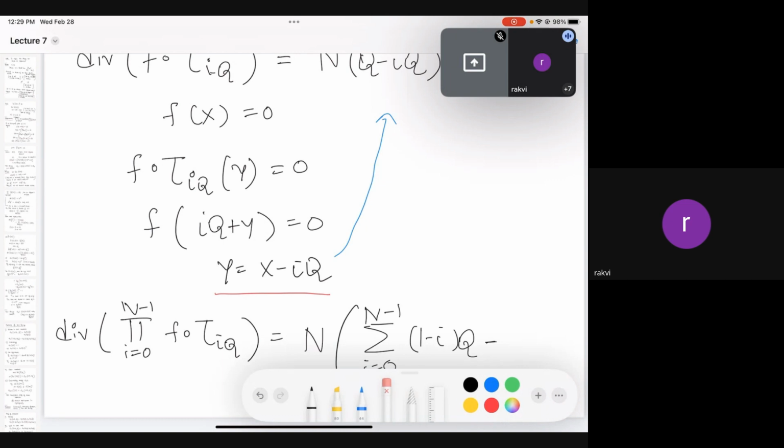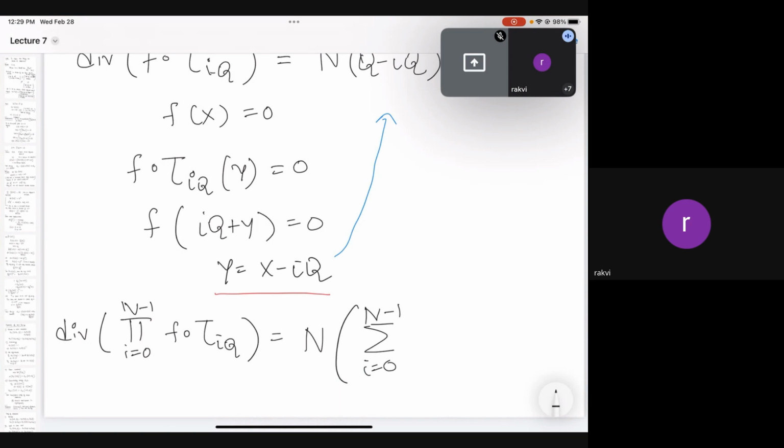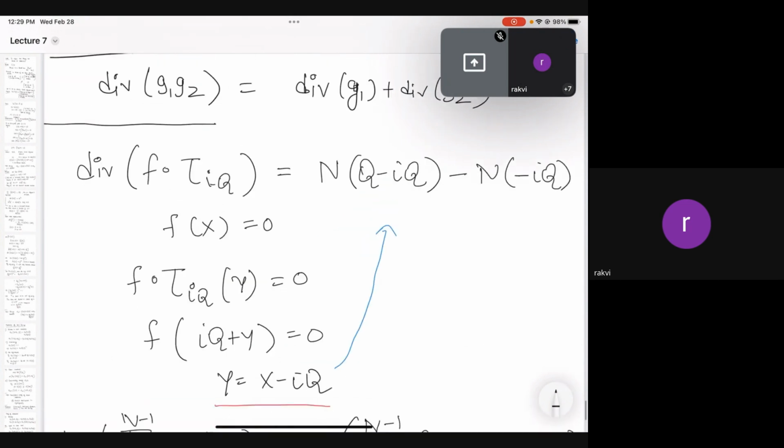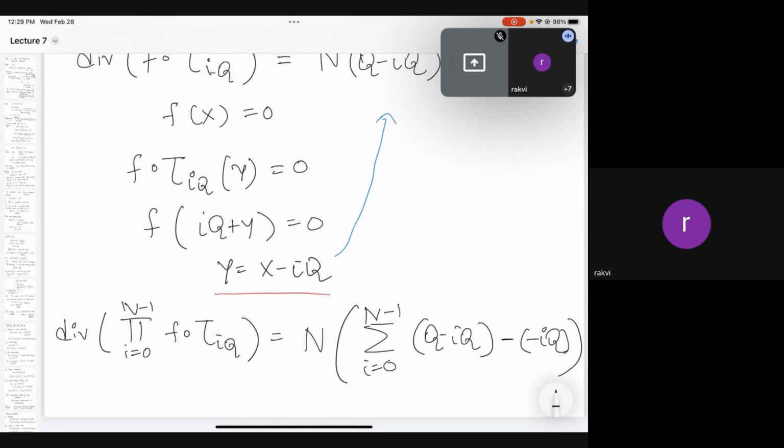Actually, let me not write it like this. It seems a bit confusing. So let me just say q minus iq. So this is the point, and the coefficient is, because I've taken n out, just 1 minus iq. Okay. Now, if you look at this sum, there are a lot of cancellations that are going to happen. And in the end, I'll only be left with identity.